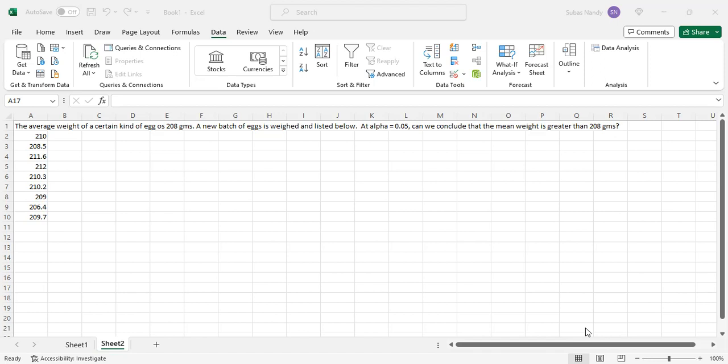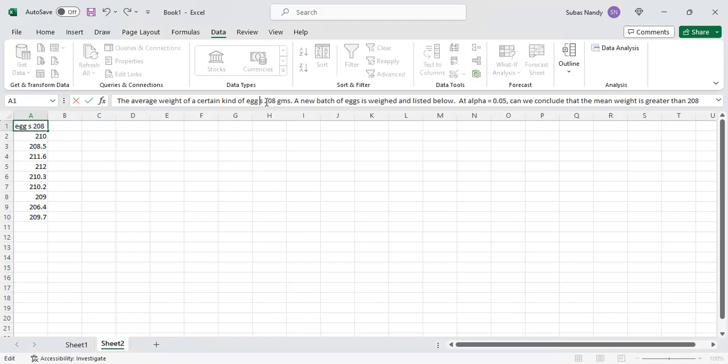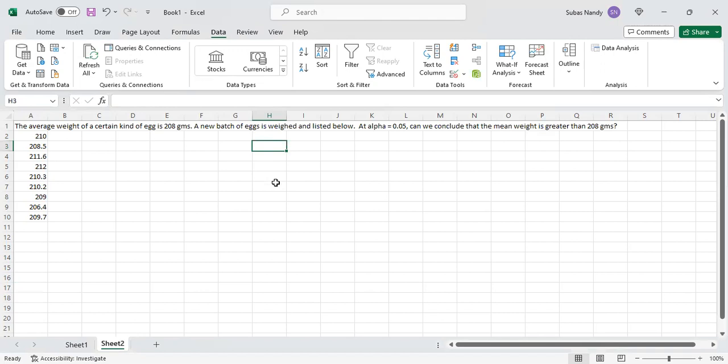The average weight of a certain kind of egg should be 208 grams. A new batch of eggs is weighed and listed below. At alpha equal to 0.05, can we conclude that the mean weight is greater than 208?